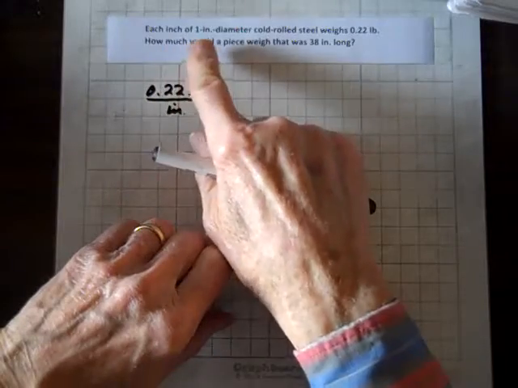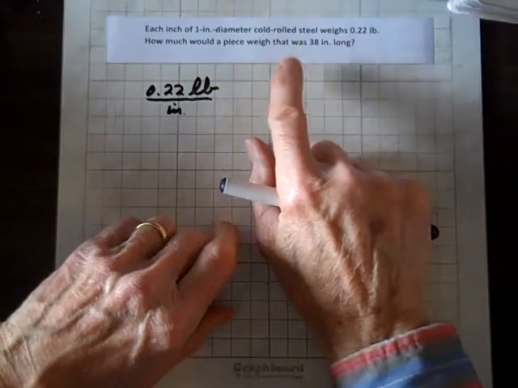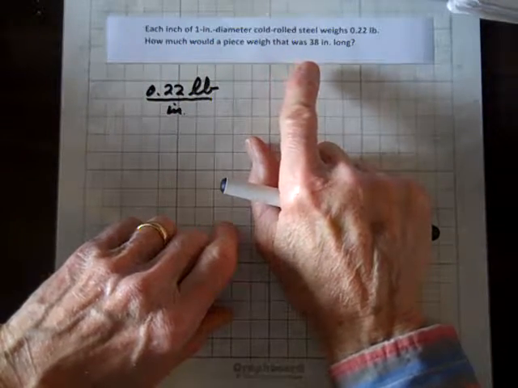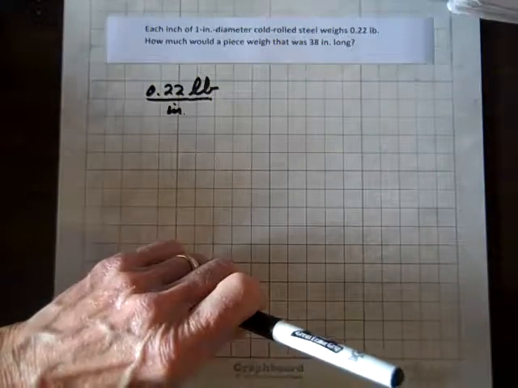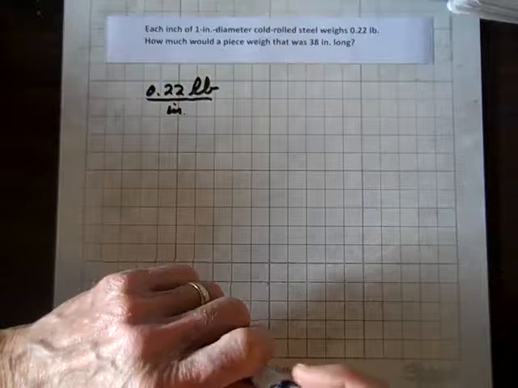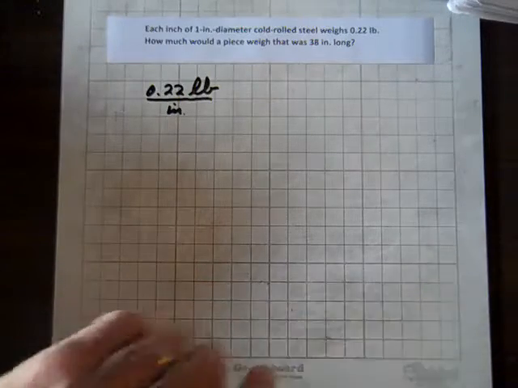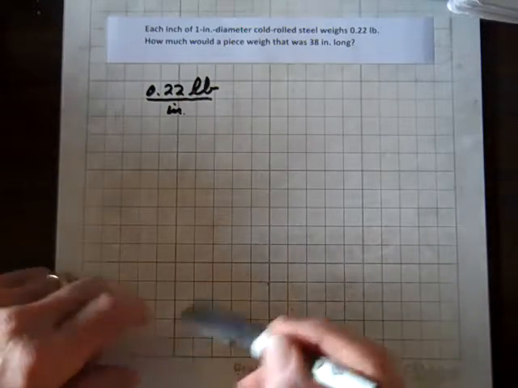Okay, well now we're going to be multiplying decimals, and here's the problem. Each inch of a 1-inch diameter cold rolled steel weighs 0.22 pounds. How much would a piece weigh that was 38 inches long?